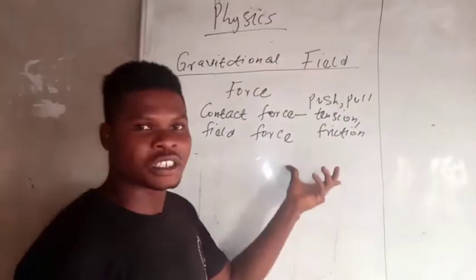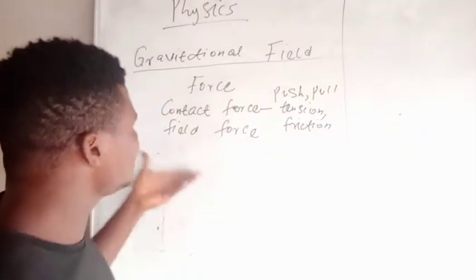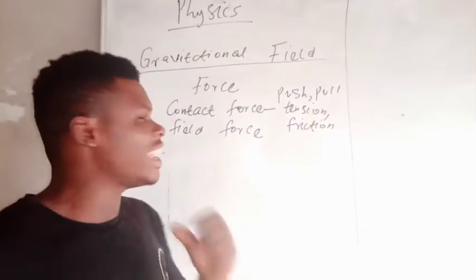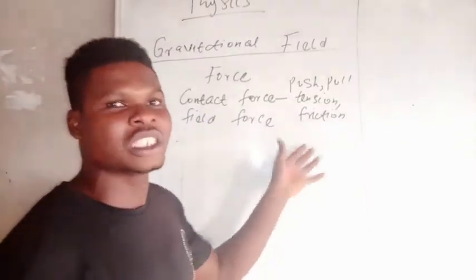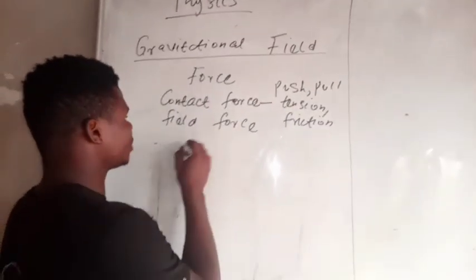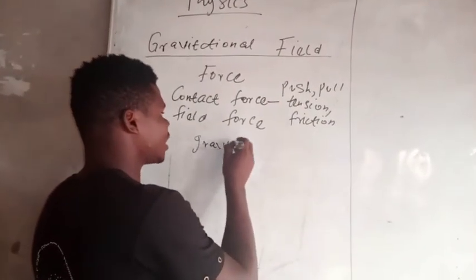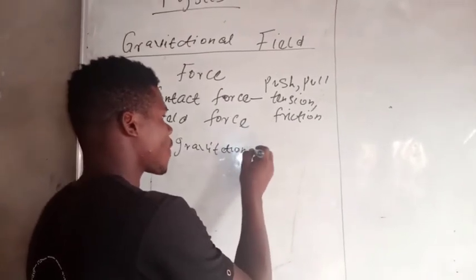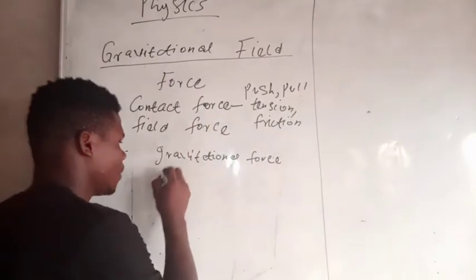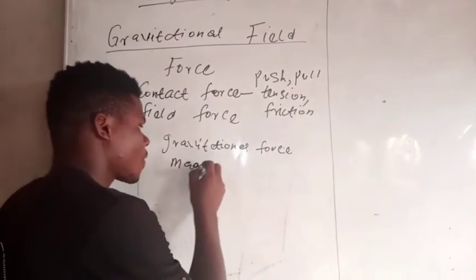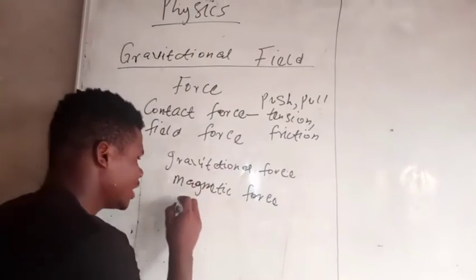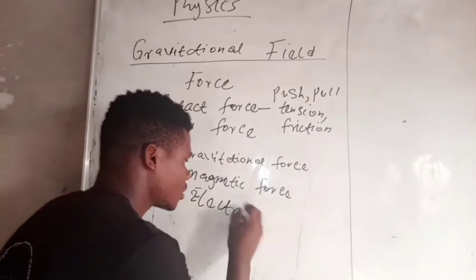The second classification of force is the field force. What is a field force? A field force is a force whose source does not require contact with the body on which it acts. Examples of field force are the gravitational force, magnetic force, and electric force.